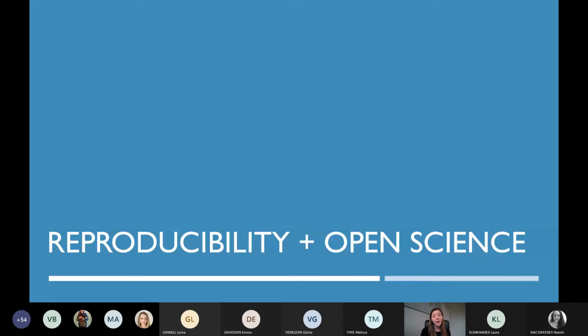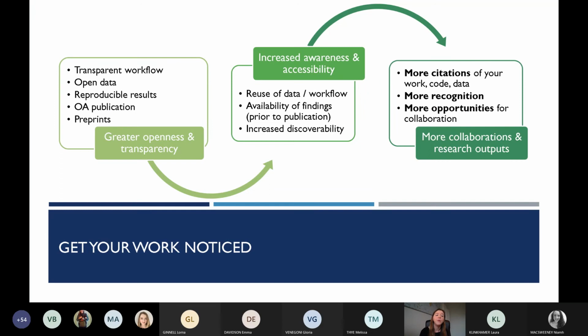So finally, I just wanted to say something about open science as well, because you can work reproducibly without being fully open. You can work reproducibly within your lab and know that you can reproduce your own results. But open science has a benefit as well. If you have a transparent workflow, open data, reproducible results, you publish in an open access journal, maybe you use a preprint server before your full results are out there, it's going to lead to increased awareness and accessibility of your work.